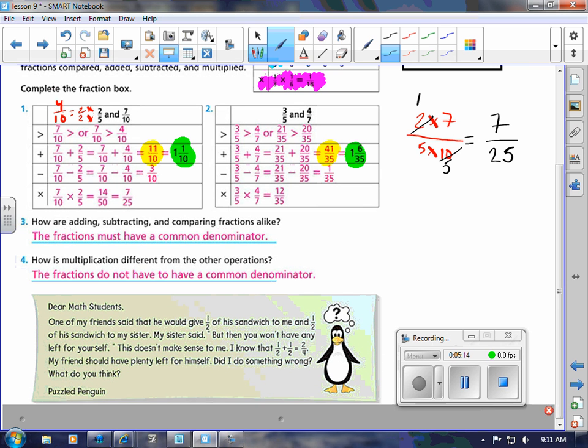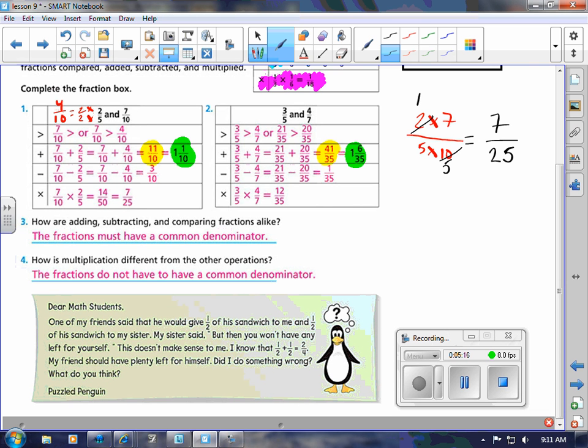Okay? So now we've got to answer a Puzzled Penguin question. Dear math students, one of my friends said that he would give half of his sandwich to me and half of his sandwich to my sister. My sister said, but then you won't have any for yourself. This doesn't make sense to me. I know that half plus half is 2/4. My friend should have plenty left over for himself. Did I do something wrong? What do you think? So tell Puzzled Penguin what he did wrong.